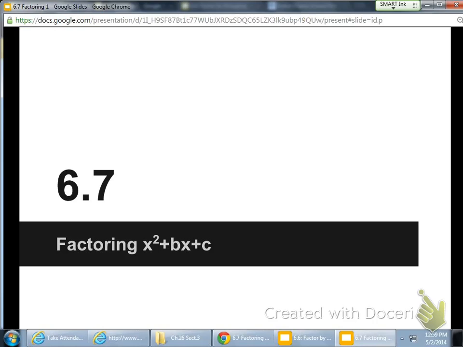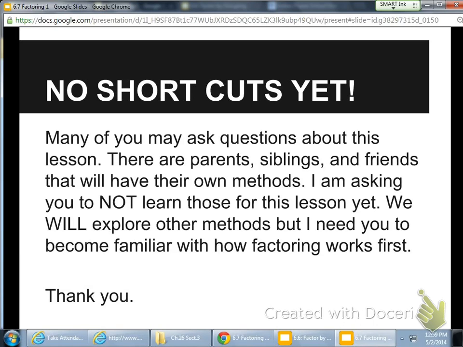Anyways, 6.7. This would be the start of our journey. If 6.6 was the prep, this would be the start. We'll be factoring trinomials, quadratic trinomials that look like x squared plus bx plus c. What do you notice is missing? A. Very good, there is no a. The a will come in 6.8. So first we need to be able to do problems like these before we march on to the next portion.